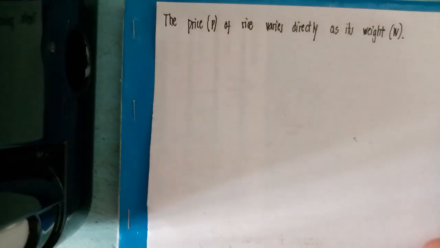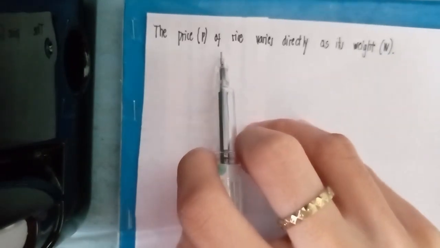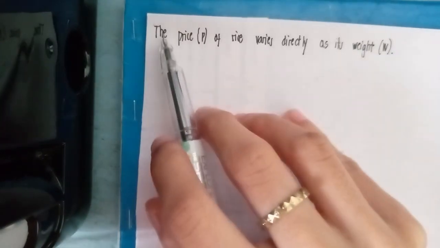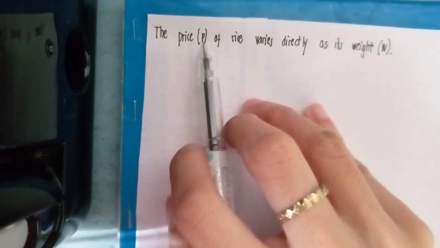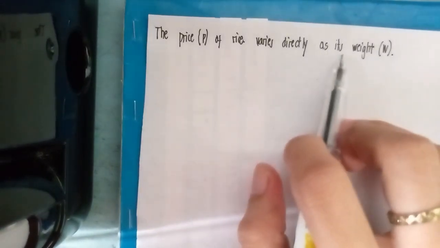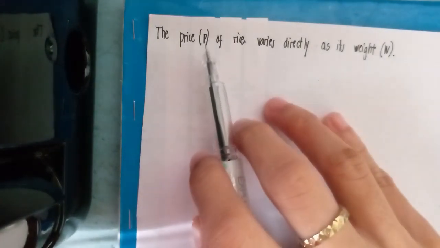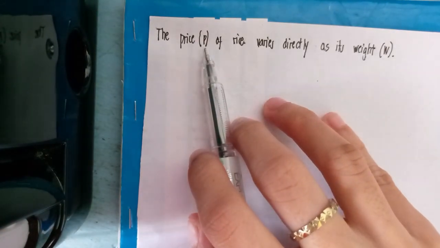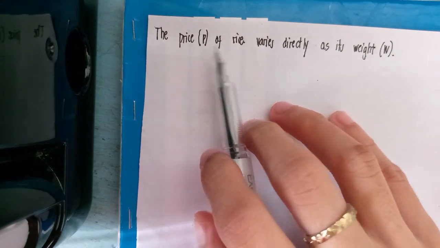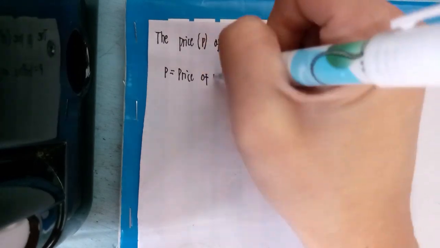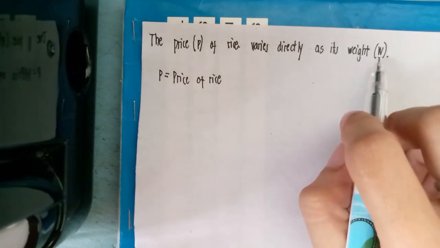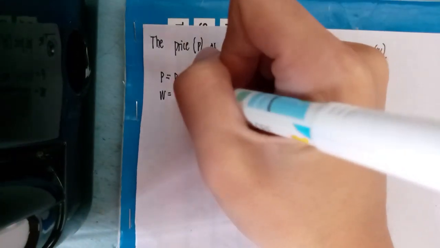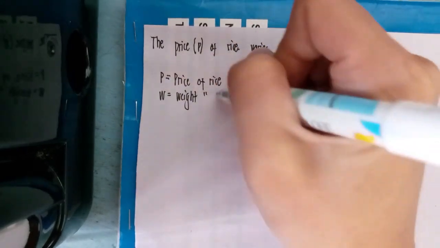For example, if the given statement provides a specific letter or variable to use, like this: the price P of rice varies directly as its weight W. Since there are given letters or variables to represent the dependent and independent variables, we follow them. We have P for the price of rice, and we also have W as the weight of rice.